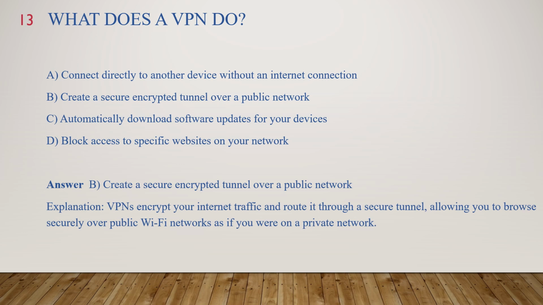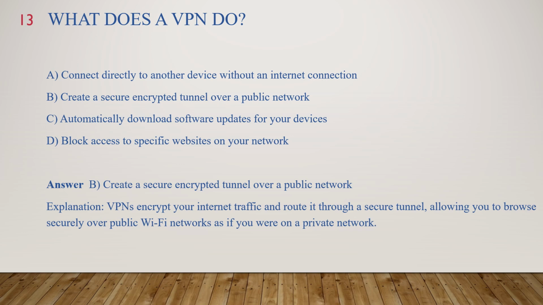The most accurate description of what a VPN does is B. Create a secure encrypted tunnel over a public network. Here's why the other options are incorrect. A. Connect directly to another device without an internet connection. While some specialized VPN setups might achieve this in specific contexts, it's not the primary function of a VPN for most users.